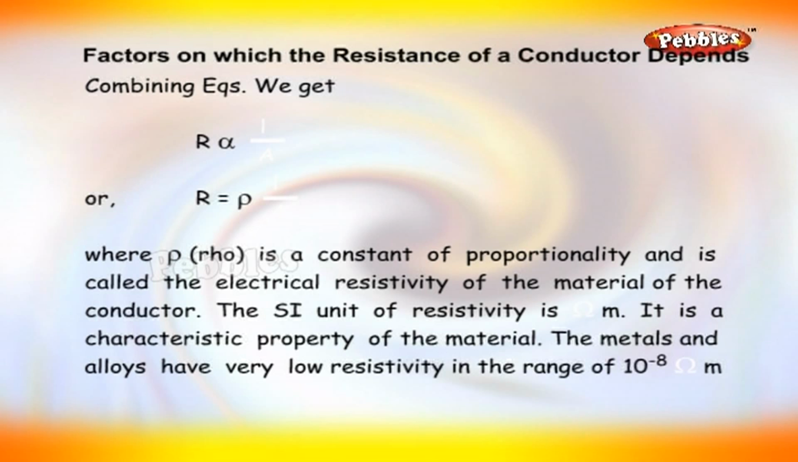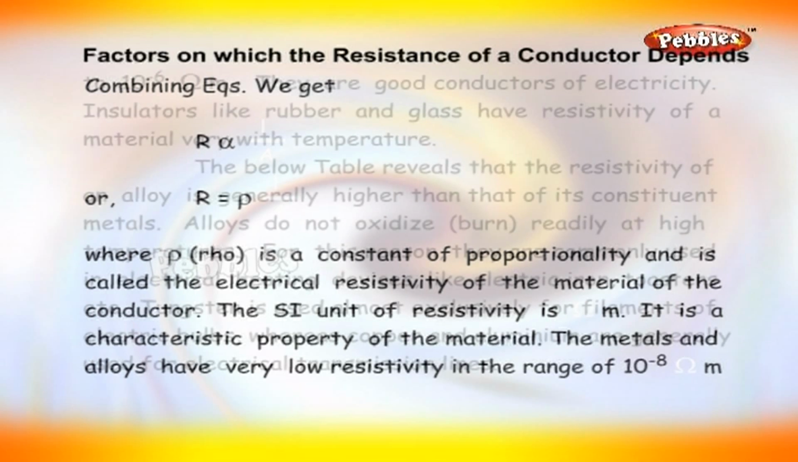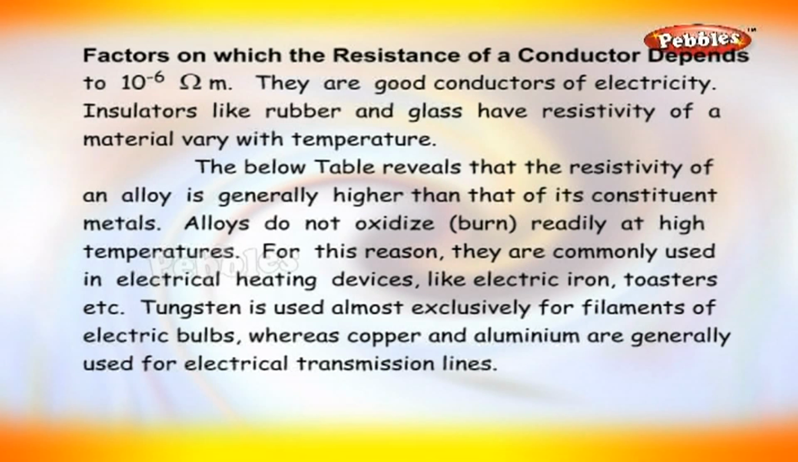The SI unit of resistivity is ohm meters. It is a characteristic property of the material. The metals and alloys have very low resistivity in the range of 10 to the power minus 8 ohm meters to 10 to the power minus 6 ohm meters. They are good conductors of electricity.